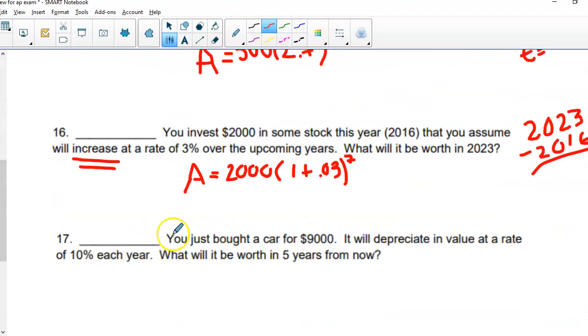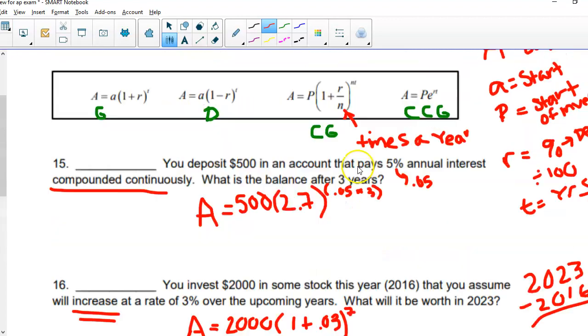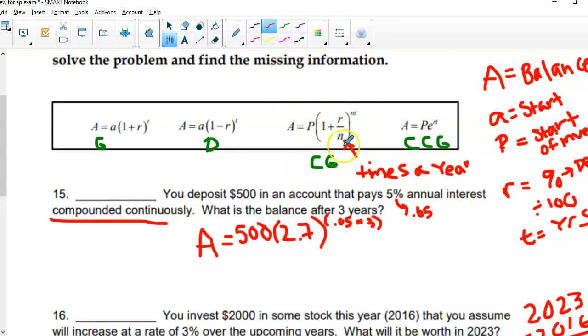Let's look at number 17. You bought a car for $9,000, but it will depreciate at a rate of 10% each year. What will it be worth 5 years from now? Again, it's important to note that you do not see the word compound in it, so you're going to cross off compound growth and continuously compounded.